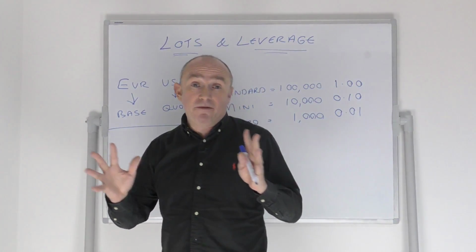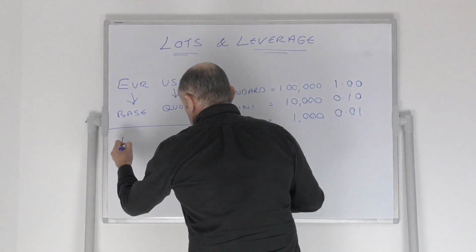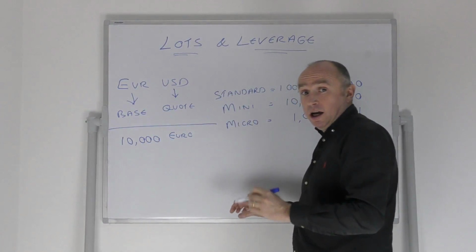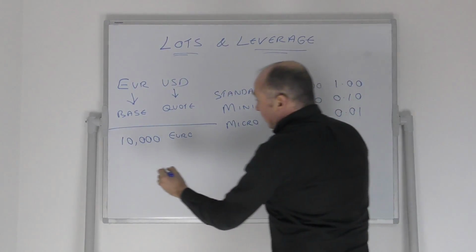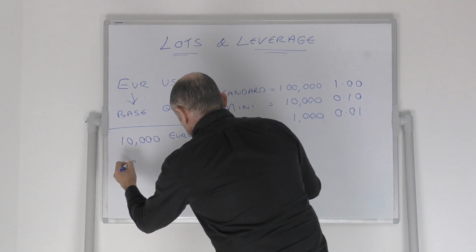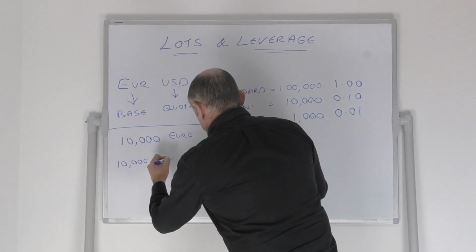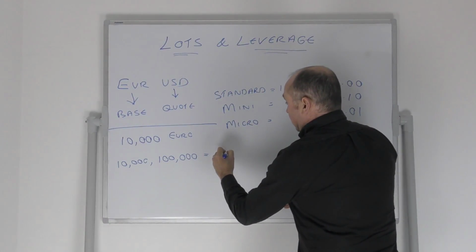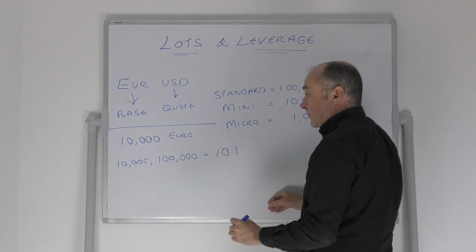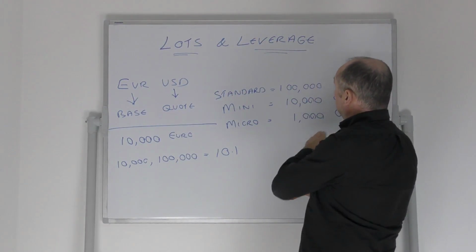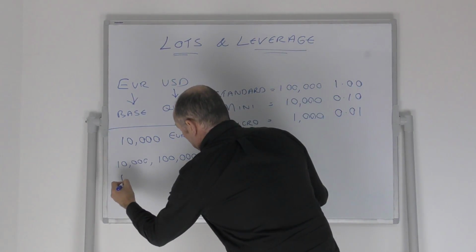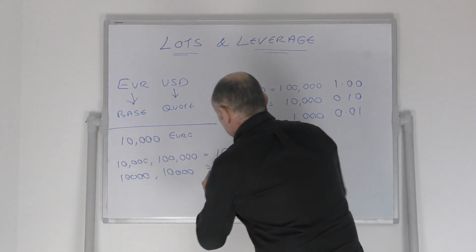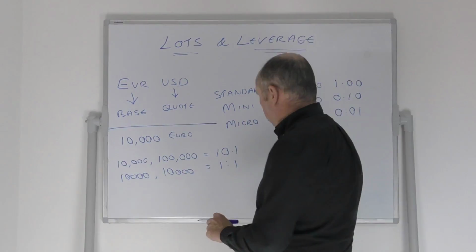So, for example, if you have a trading account with, say, 10,000 euros, and your broker allows you to trade one standard lot, so 10,000 to 100,000, that basically means you're going to be trading with 10 to 1 leverage. If you're only going to be trading a mini lot or 0.1 of a lot, that basically means with your 10,000 in the account, you're trading the same size, you're going to be trading with a 1 to 1 leverage.